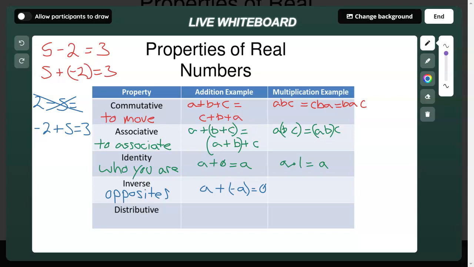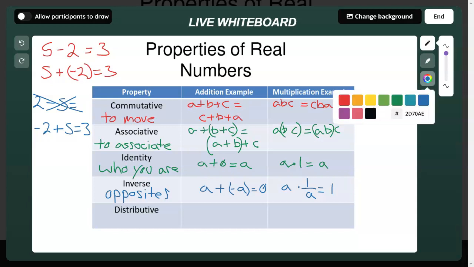Multiplicative inverse. Multiplicative inverse is reciprocal. What's the reciprocal of A going to be? 1 over A. And whenever I multiply a number and its reciprocal, what do I always get? Remember from yesterday? When I multiply a number and its reciprocal, it always equals 1.